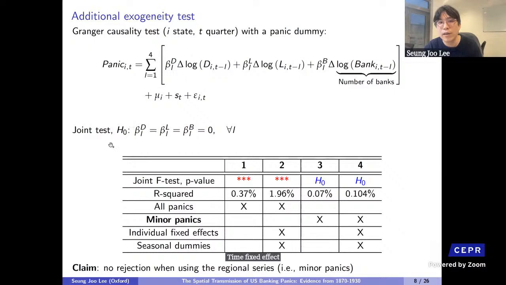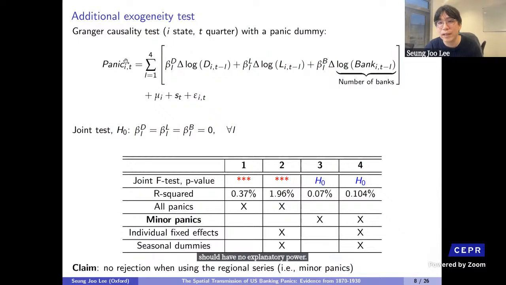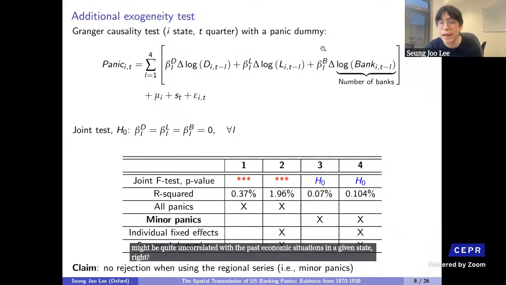Our null hypothesis is that all these things should have no explanatory power for panic, right? Because if that is the case, we can at least say that panic passed this Granger causality test, which means that panic might be quite uncorrelated with the past economic situations in a given state, right? Because these are all state levels.